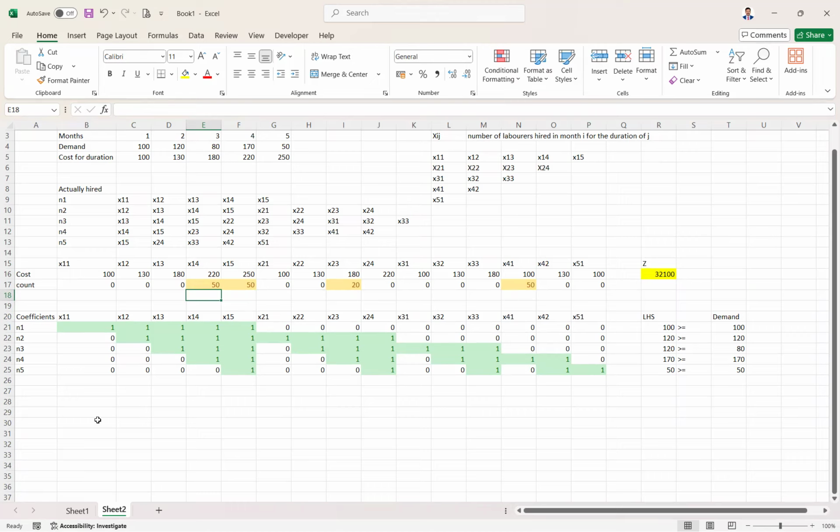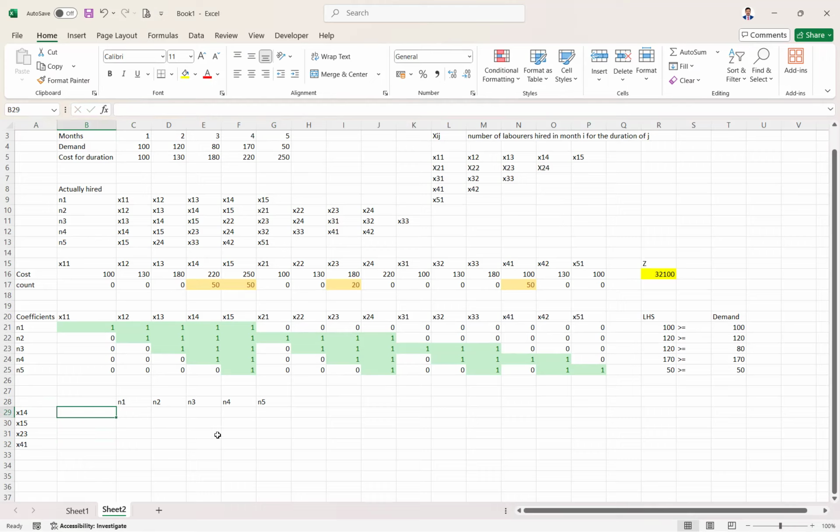Let me just show you manually. Now N1, N2, N3, N4, and N5. In month 1, see this one, how many: X14, X15, X23, and X41. Only these are giving us the values, right?